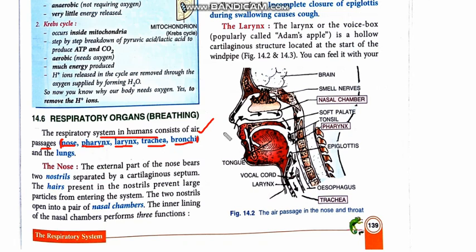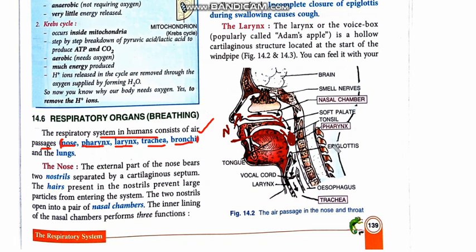So first of all, this is our nose, through which air is entering. After that, this one is the pharynx, and the pharynx is the common passage for air and food, because we know that from the nose air is coming, and this is our mouth, and from the mouth food is coming. So pharynx is the common passage for air and food.